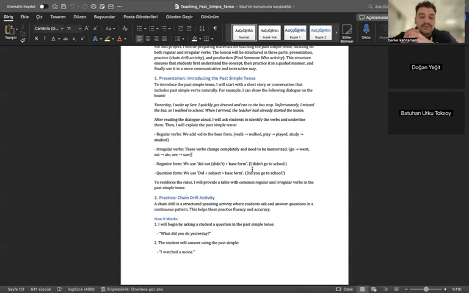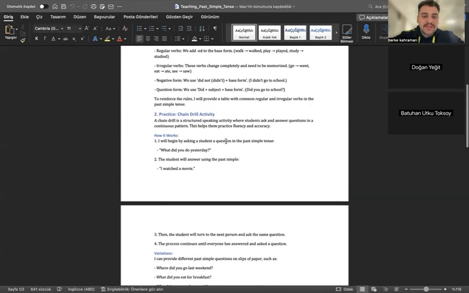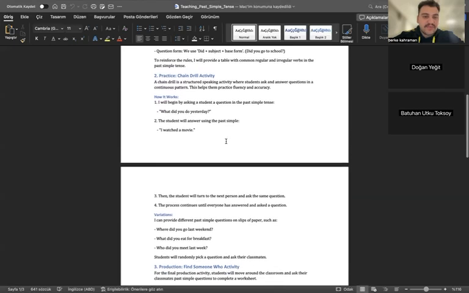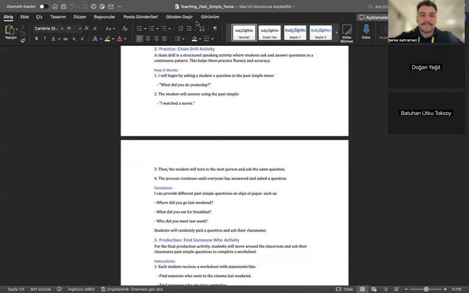To reinforce the rules, I will provide a table with common regular and irregular verbs in the past simple tense. And as I said, we can use short, basic stories from life, and that will enable students to understand the topic better. And that was my part. Now, with the chain drill activity, my friend will keep going on. Thank you.